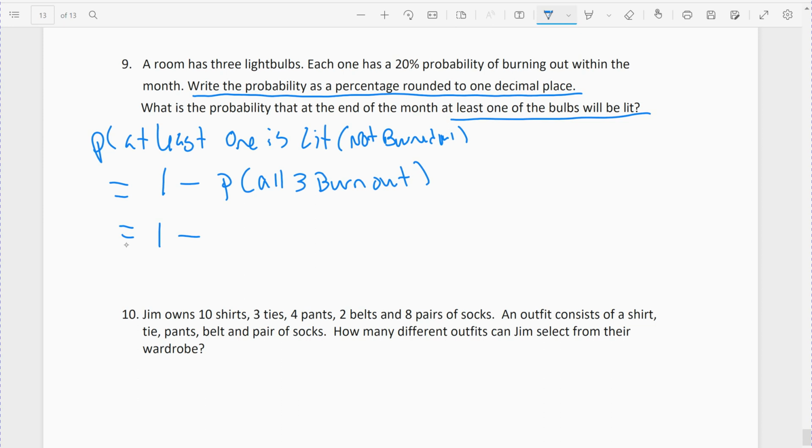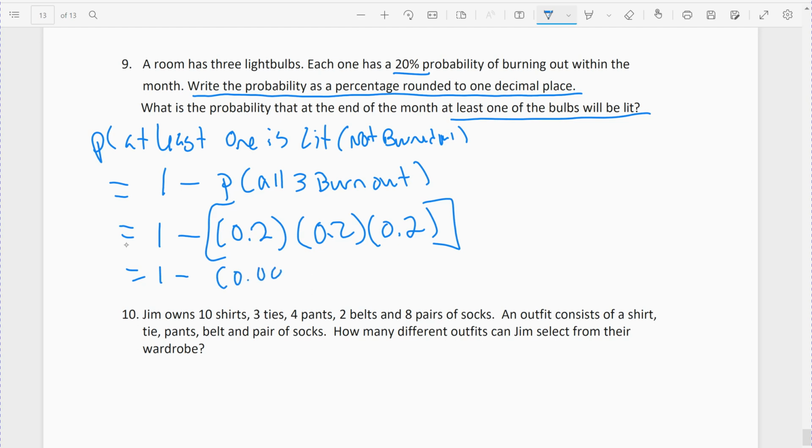So remember, when we do that, it's a straight multiplication, but you change your percent to a decimal. So the probability the first burns out, 0.2, and the second burns out, 0.2, and the third burns out, 0.2. So the probability that they burn out is 0.2 times 0.2 times 0.2, which is not your answer. That's just the chance that all 3 of them burn out, which is 0.008. That's the one we're going to get rid of, so you take 1 minus that, and so the chance that at least one of them will still be lit is a pretty high chance, 0.992.